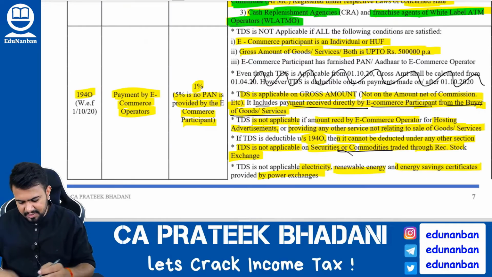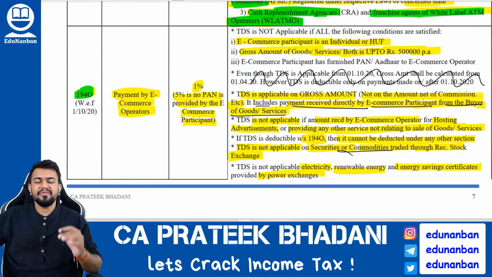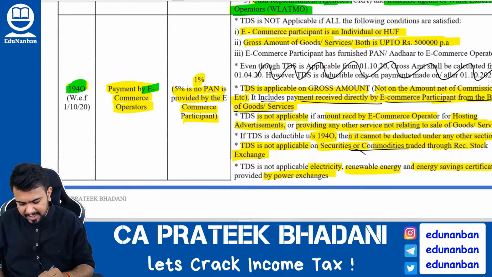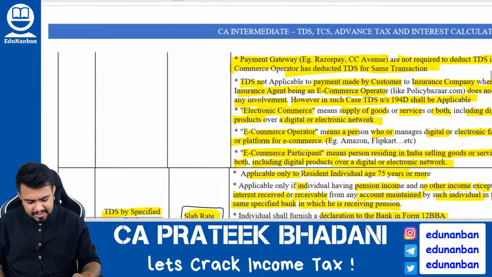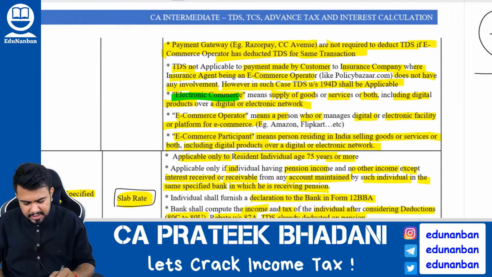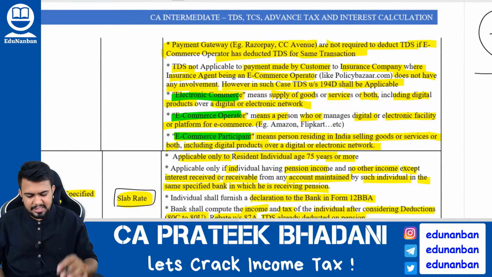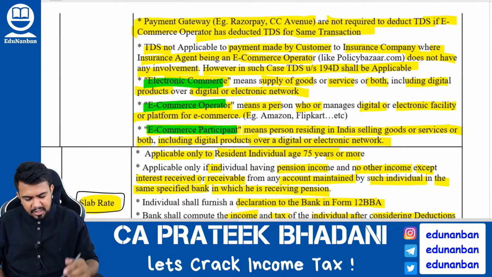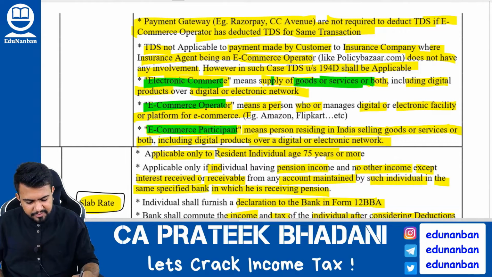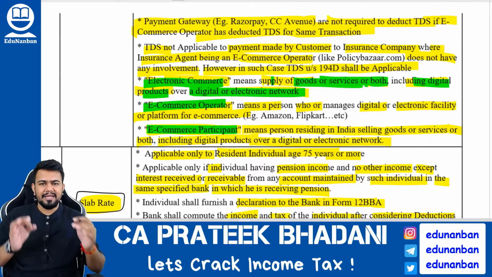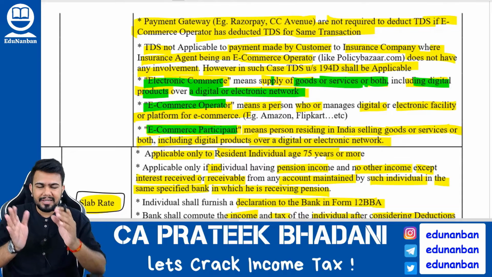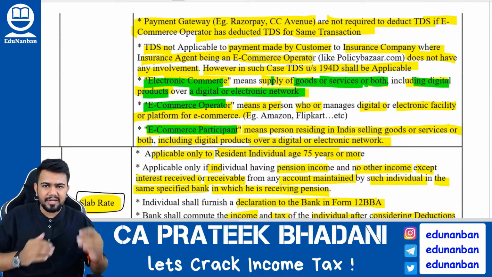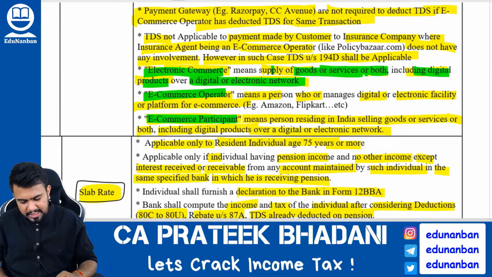Let us start with section number 194O. Section 194O deals with the payment made by e-commerce operator. Firstly, let us understand the 3 terms, that is e-commerce, e-commerce operator and e-commerce participant. What is e-commerce? E-commerce means a supply of goods or service or both, including digital products over a digital network. So if any goods, services or both or any digital product is given through a digital network, it is called e-commerce.